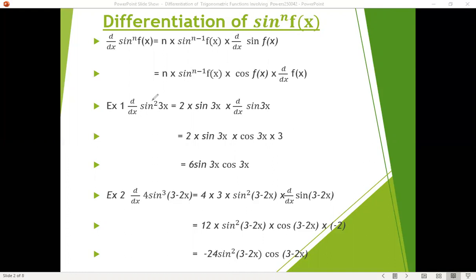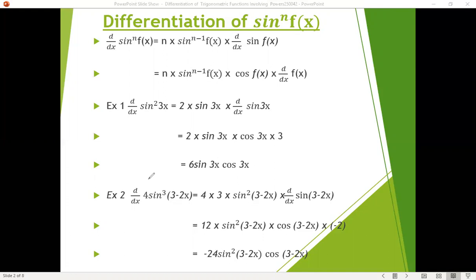Derivative of sine squared 3x: bring the 2 down, subtract 1 from the power, so you have 2 sine 3x, multiplied by the derivative of the sine function, that is sine 3x. So the derivative of sine 3x is cos 3x, multiplied by the derivative of 3x, which is 3. So the final answer is 6 sine 3x cos 3x.